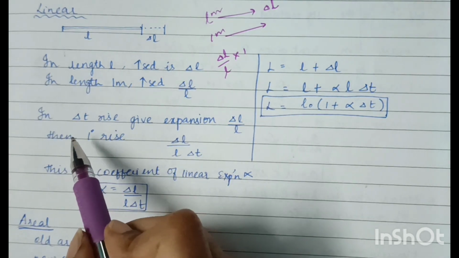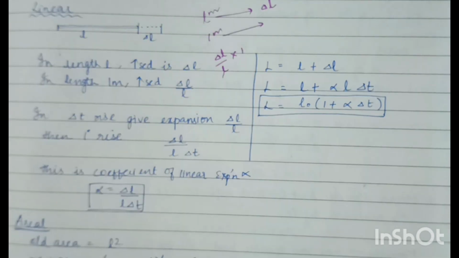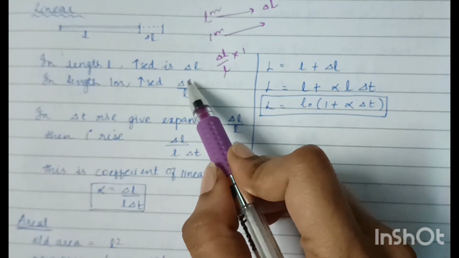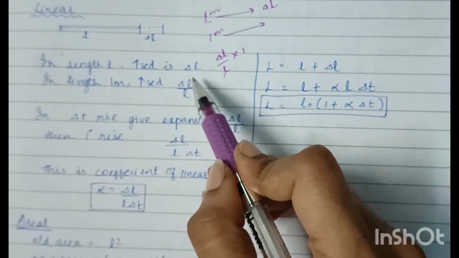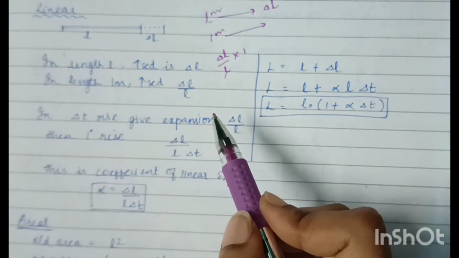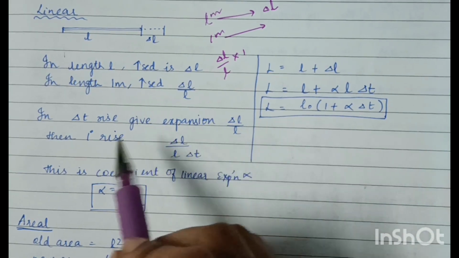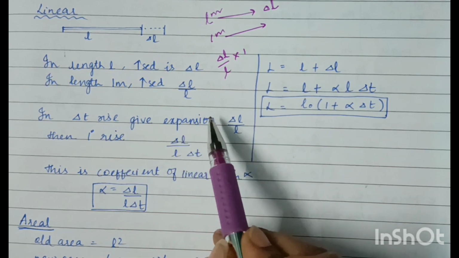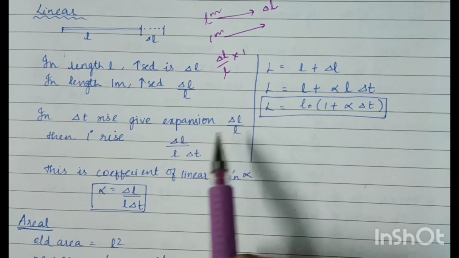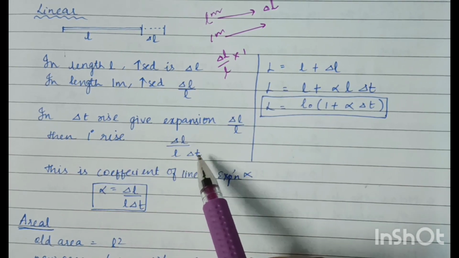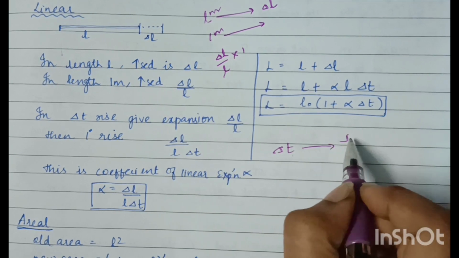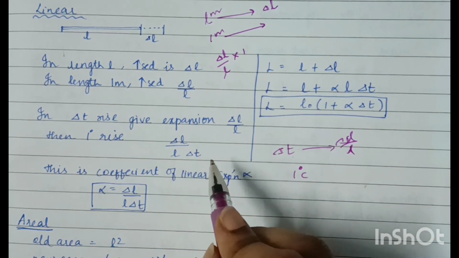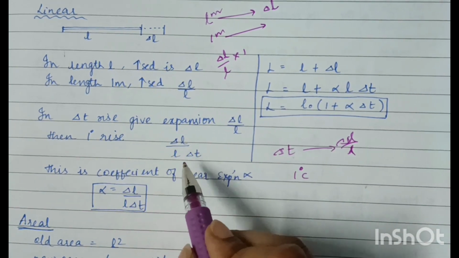So let us try to understand this. This delta L by L is nothing but a fractional change. Delta L is the absolute change, and delta L by L gives us the fractional change. A delta T rise in temperature gives a fractional change of delta L by L. Then for a 1 degree rise, it is delta L by L delta T.